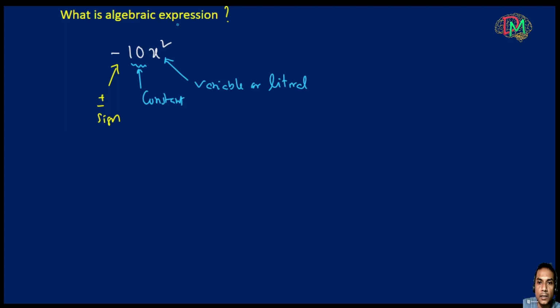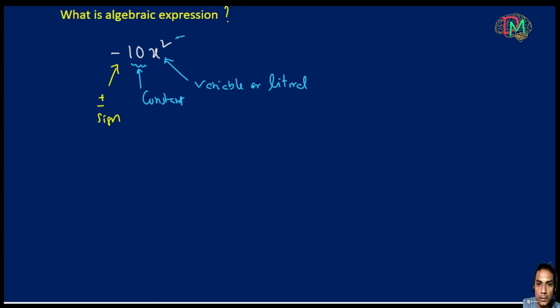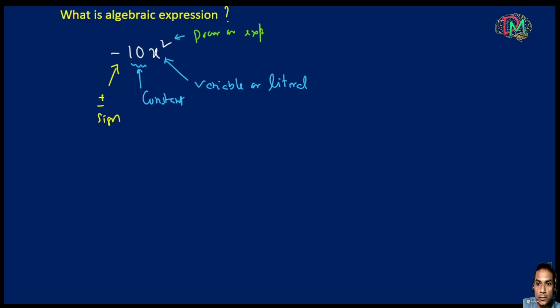And these are the power or the exponent. Clear? These are the different parts. So all these things together, we can say it is an algebraic expression. And it is itself a term also. Okay, this is called the term.